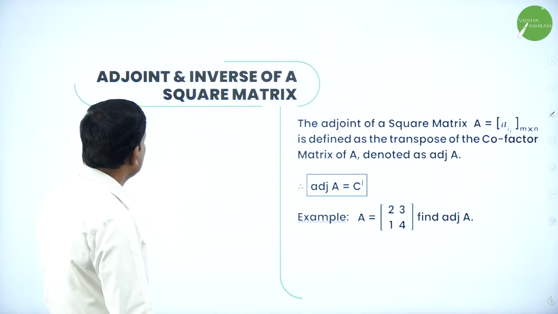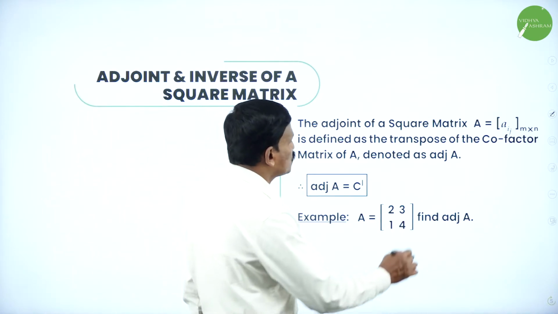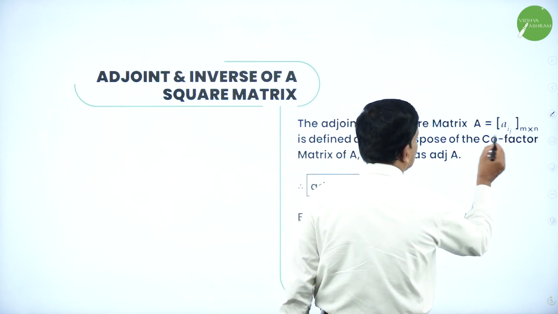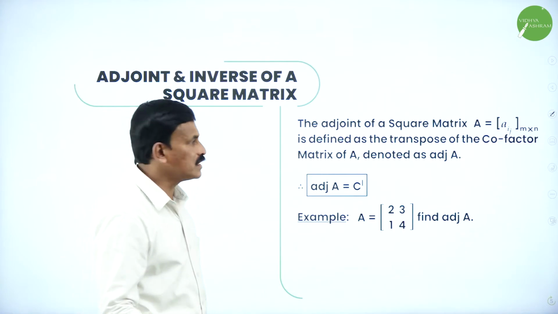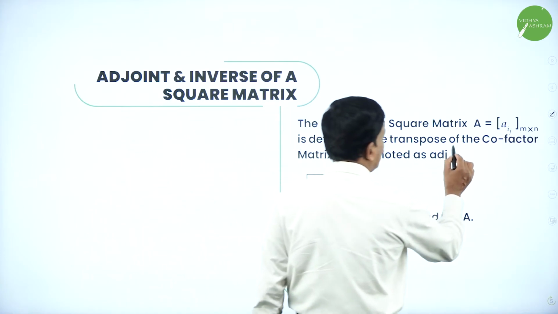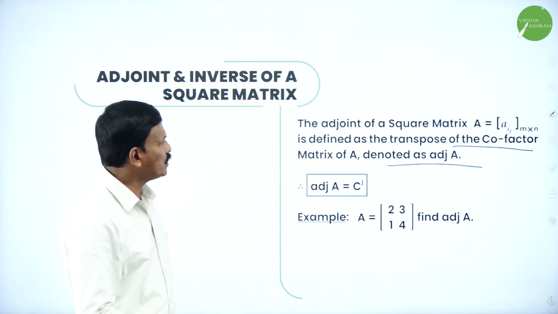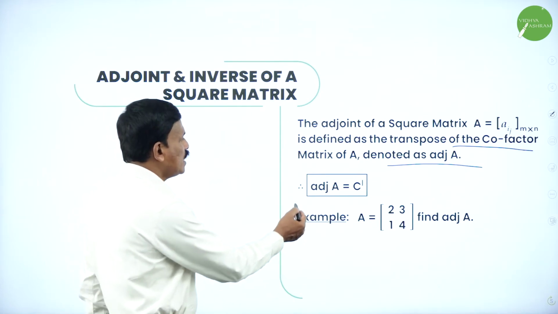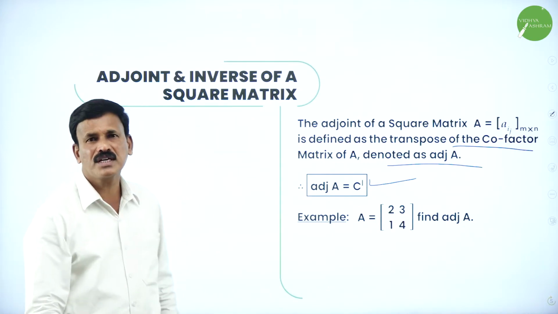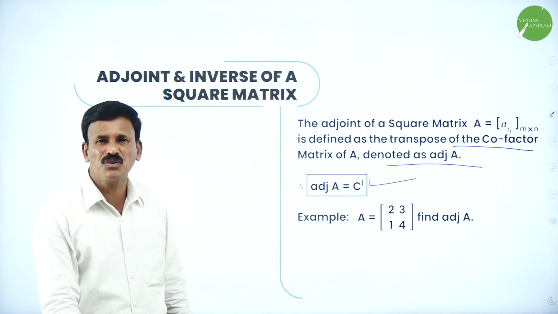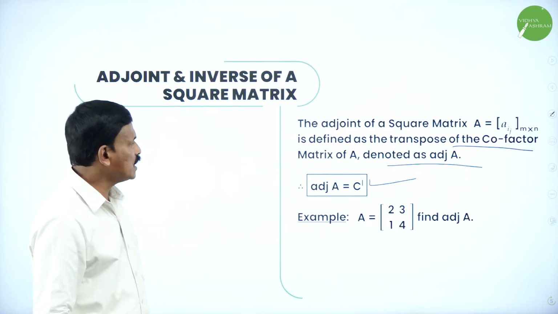The adjoint of a square matrix Aij, this is a very important concept, is defined as the transpose of the cofactor matrix. If you transpose the cofactor matrix, then you are going to get the adjoint, and it is denoted as Adj. The transpose of the cofactor matrix is called the adjoint.